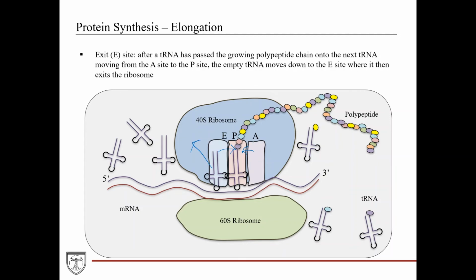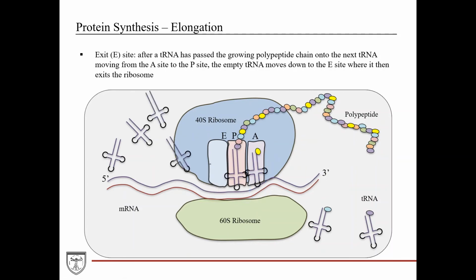And then in the meantime, this A site is opened up, and the ribosome has moved down to the next codon, which corresponds to this amino acid bound to the next tRNA coming in. So this empty tRNA has left, and this aminoacyl tRNA has come into the A site, carrying the amino acid corresponding to the next codon that's going to be added to the polypeptide chain.